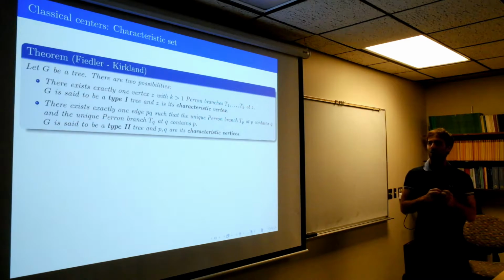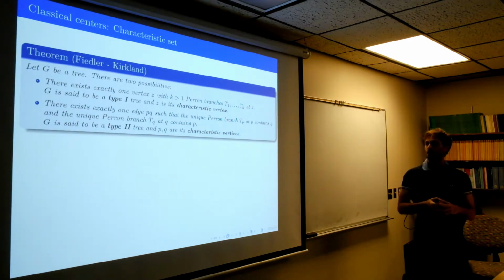So there is just a unique vertex balancing in some way the Perron value. And if the tree is a path having an odd number of vertices, then the central vertex would be its characteristic vertex.